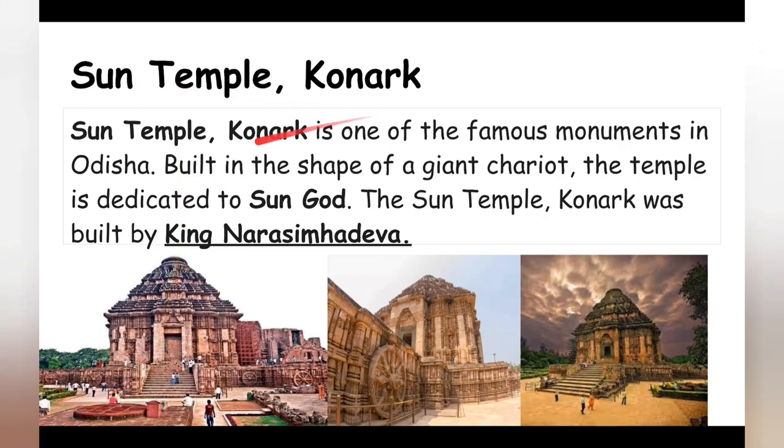Sun Temple Konark. Sun Temple Konark is one of the famous monuments in Odisha, built in the shape of a giant chariot. The temple is dedicated to Sun God. The Sun Temple Konark was built by King Narasimha Dev. You can see the wheels of the chariot here.